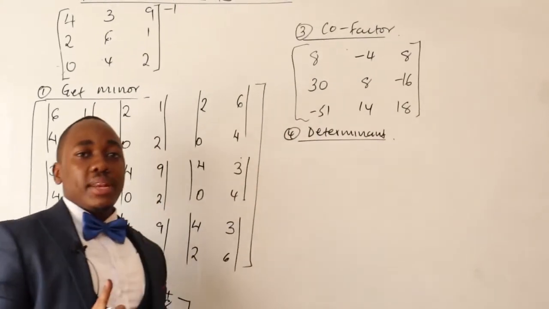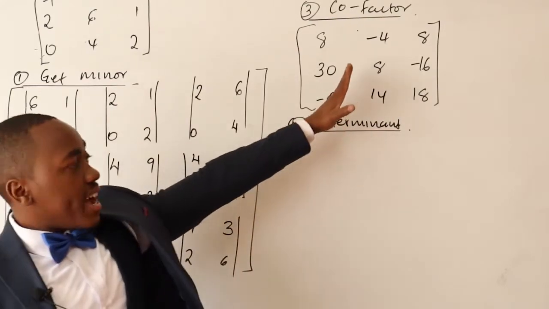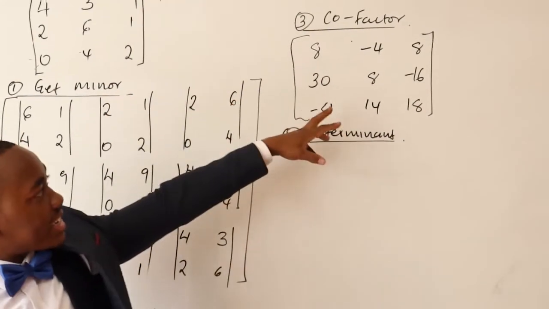Now this is how we get the determinant. There are 3 ways you can get the determinant. You use the cofactor and the original matrix.